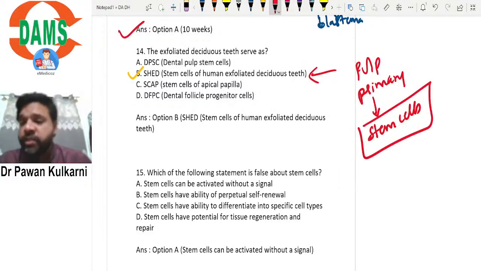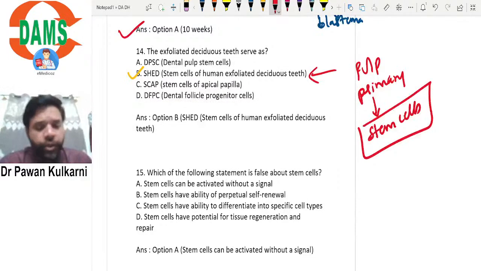Okay, this stem cells has got the capacity to differentiate into specific cells. It is multipotent. Right? So it can give rise to odontoblast. It can result in the bone formation. It can get differentiated into nerve cell. Okay, so SHED is a very important term you should remember.